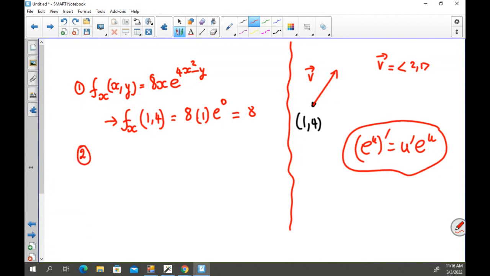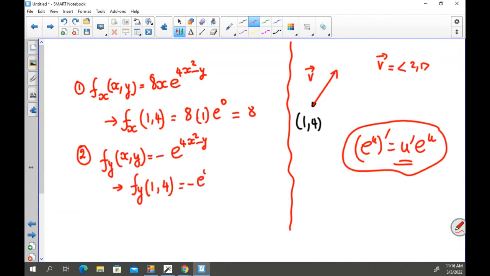Number 2, fy. Okay, good. This time, the derivative will be minus 1. So it's going to be minus e to the u, no need to put the 1, it's just minus, like this. So that means fy at the point (1, 4) is minus e to the power of 0, so minus 1. Good. All right, so we have done 2 steps.